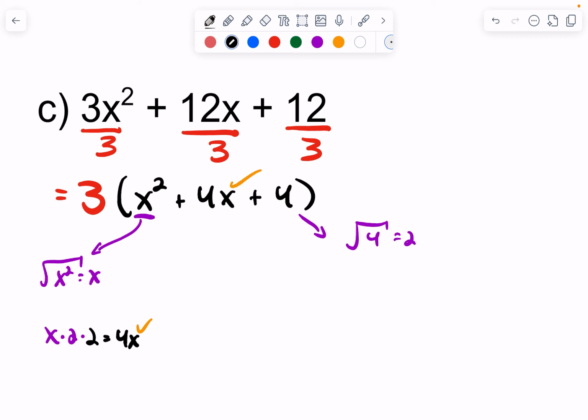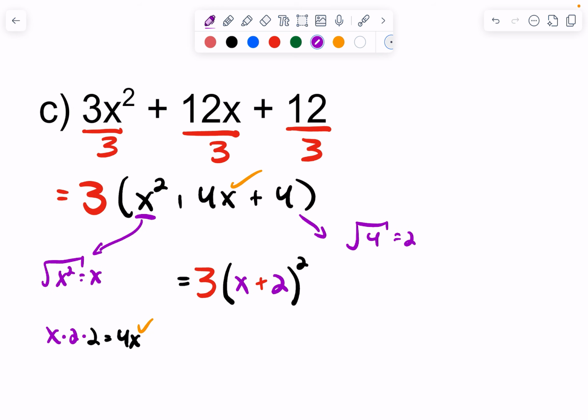So then your answer is equals, don't forget you factored out a 3, so 3 is still there, but then you have your brackets, and they're squared. This right here is a positive on the middle term, so a positive goes here. And then you have the square of the first term, so x, and the square of the second term, plus 2. And there's your final answer. 3 brackets x plus 2 squared. That is factored form for that C.